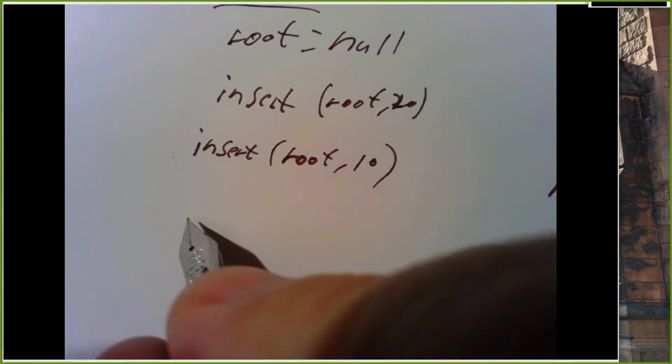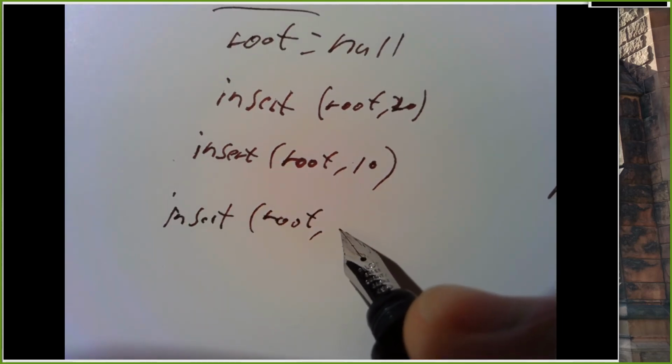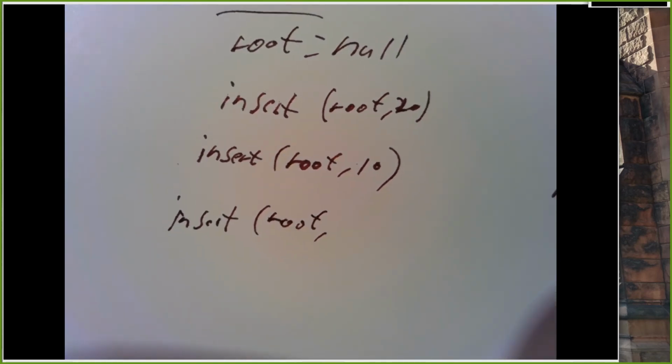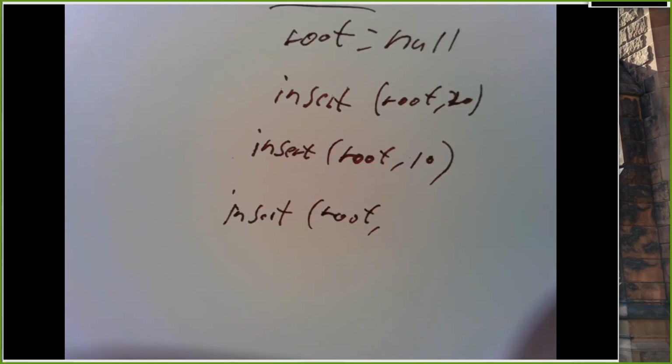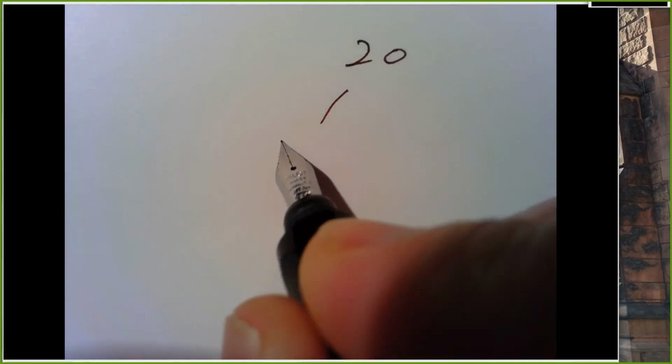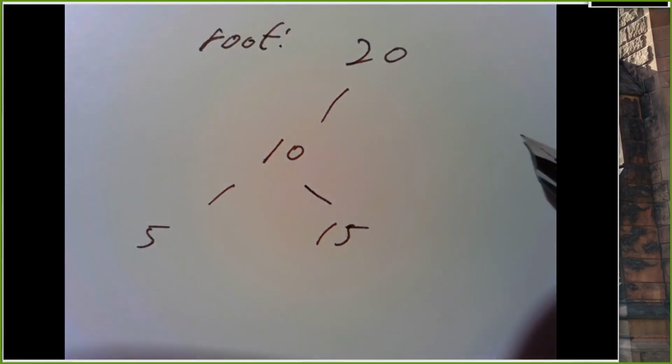Okay, so let's do one more. Well, let's start with a more interesting tree at this point. So we've got the null case where we go from an empty tree to a non-empty tree. So let's start with a more interesting tree. So let's suppose we have a 20, a 10, a 5, and a 15. So this is root, and we want to insert 13.